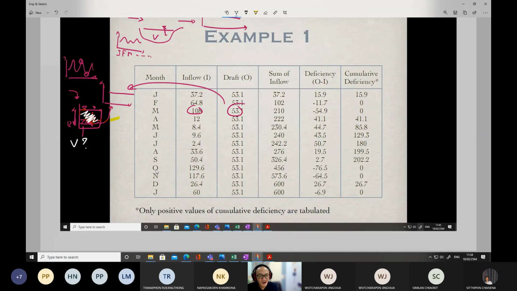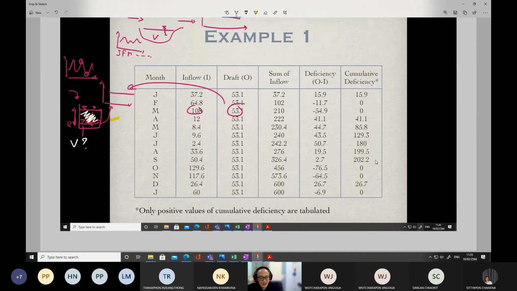But in October, we experience no shortage, and on the other hand we get some spare water, similar to November. But again in December we find water shortage. So we only consider the deficiency in this case. Only positive values of the cumulative deficiencies are tabulated. This is the explanation of the far right column.